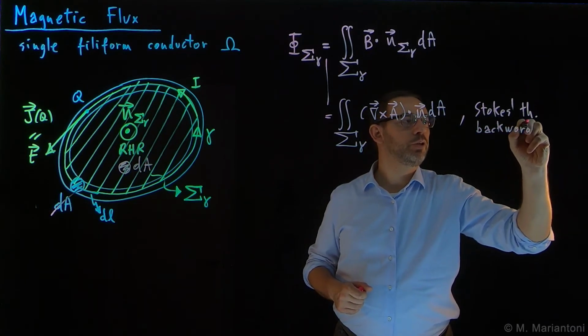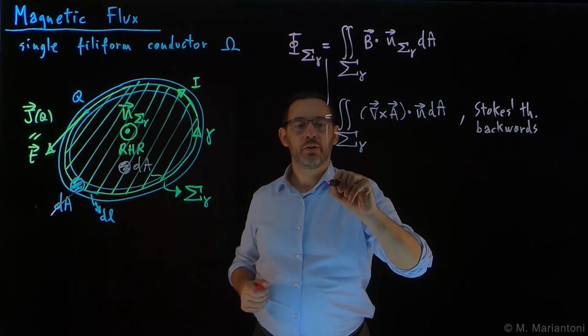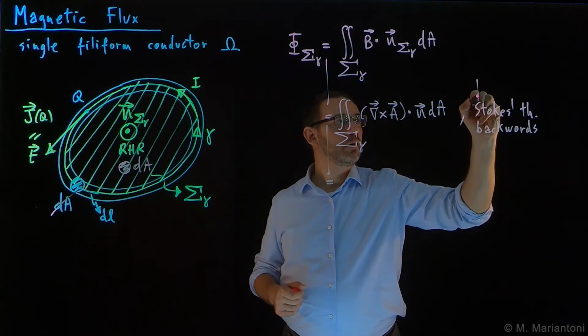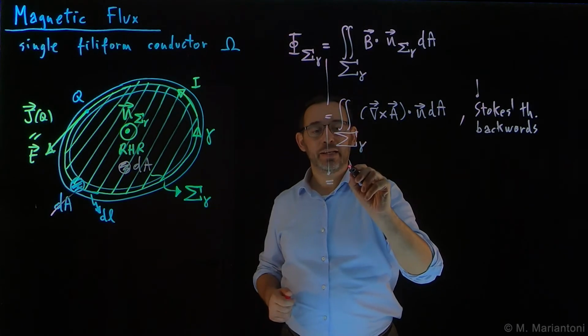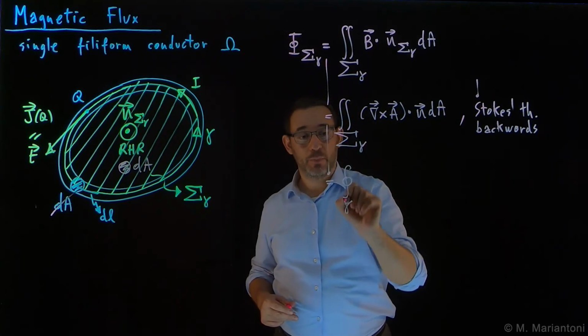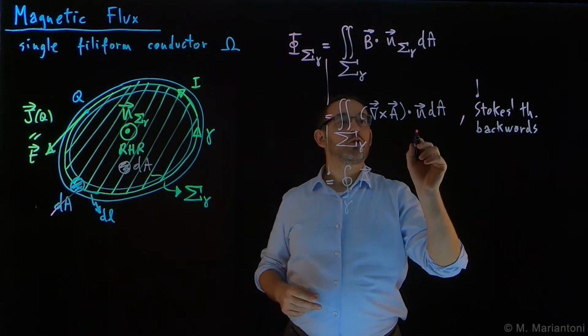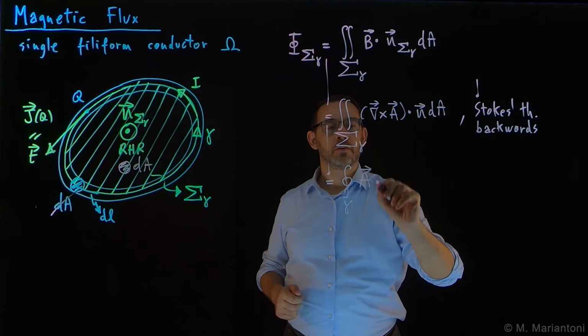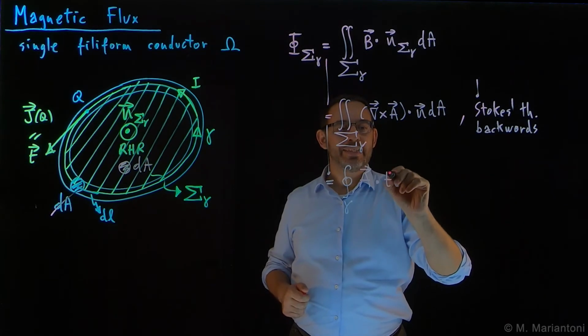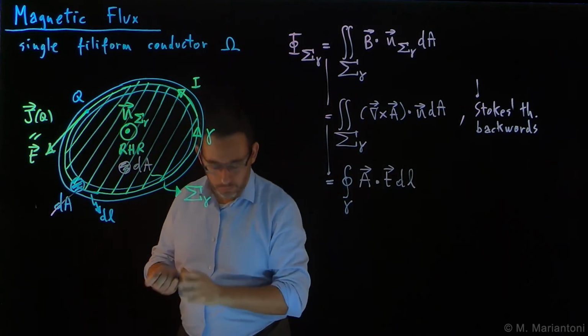Compared to what we usually use it for. And therefore, with this Stokes theorem backwards, we're going to obtain the line integral on the closed line gamma, which is the border of capital sigma gamma. This now is closed, of A dot T dl. Now let's remind ourselves what T is.